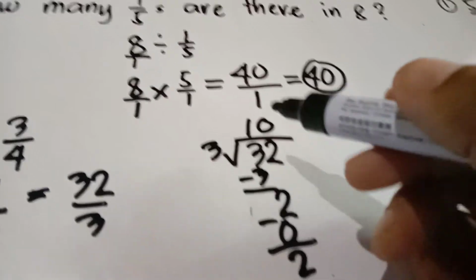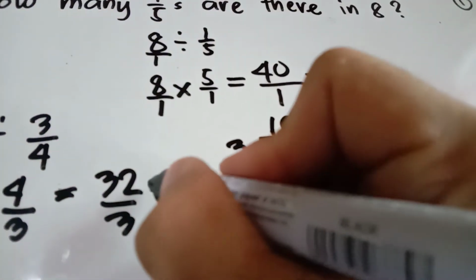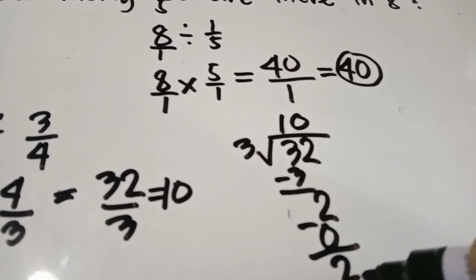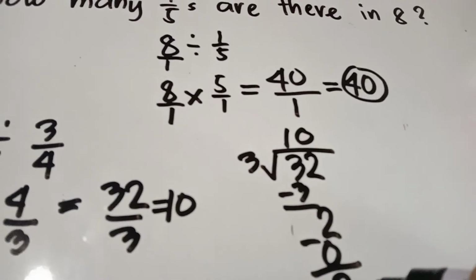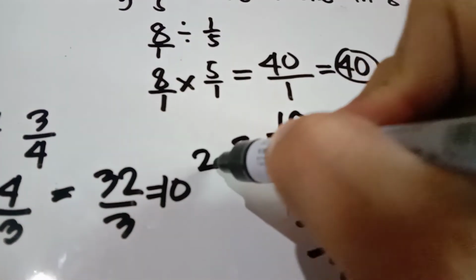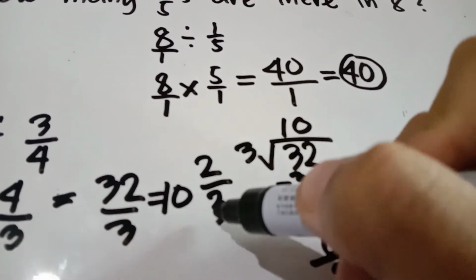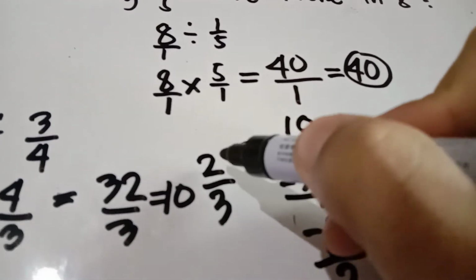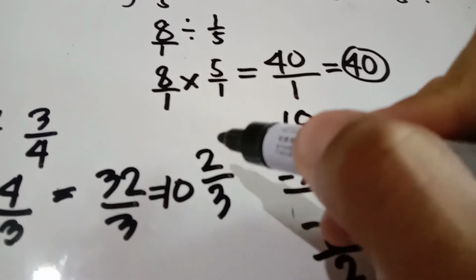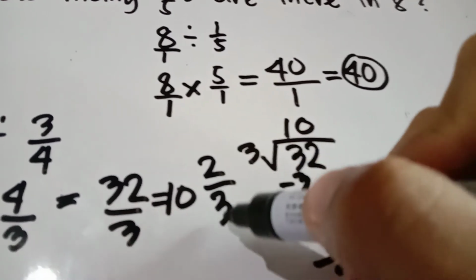So the answer is 10. The quotient 10 will be our whole number. Then the remainder, which is 2, will become our numerator. Then just copy the denominator. Okay, 2/3. Let's try to double check 2/3. Okay, 2/3 is in lowest term already. Okay, bakit? Kasi yung GCF nito is 1.